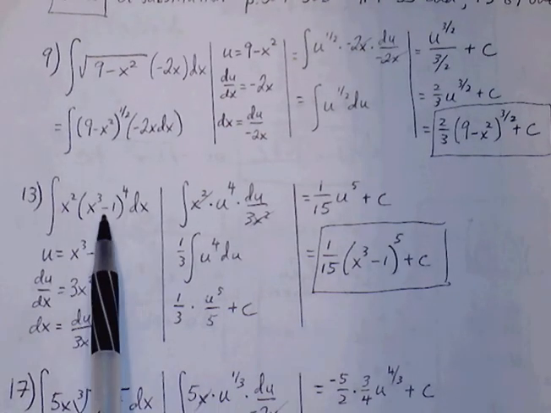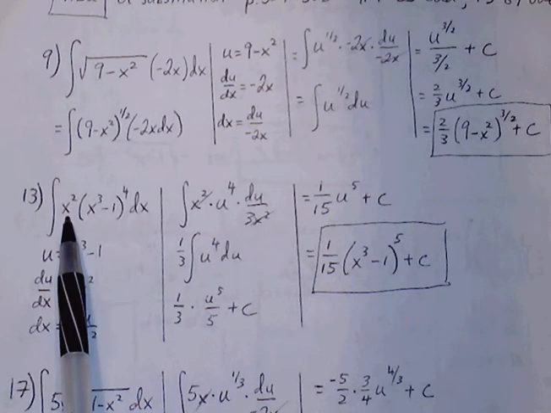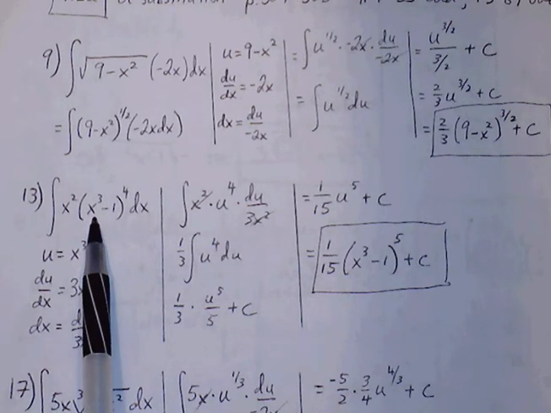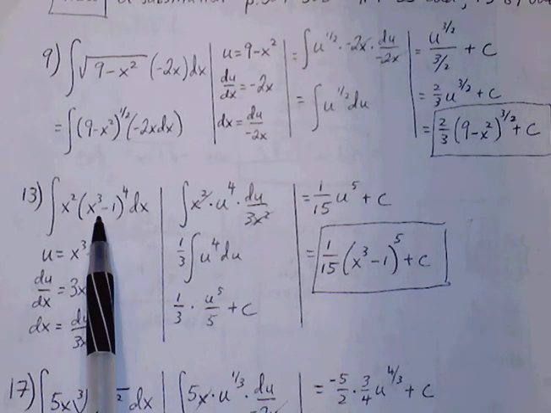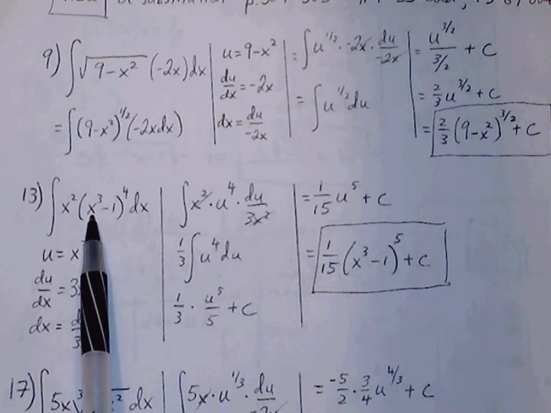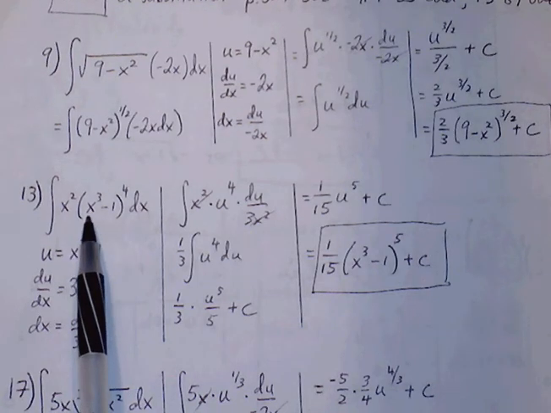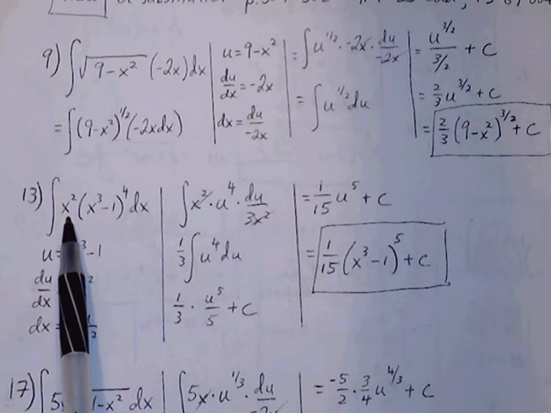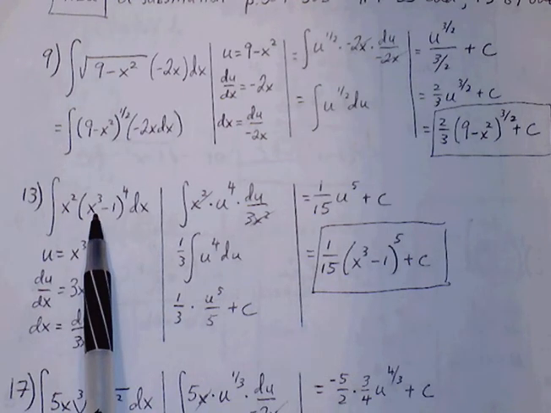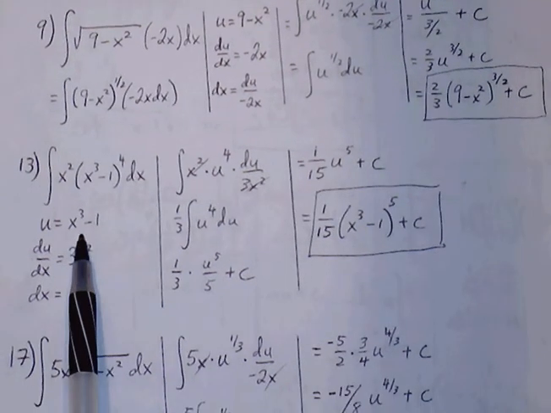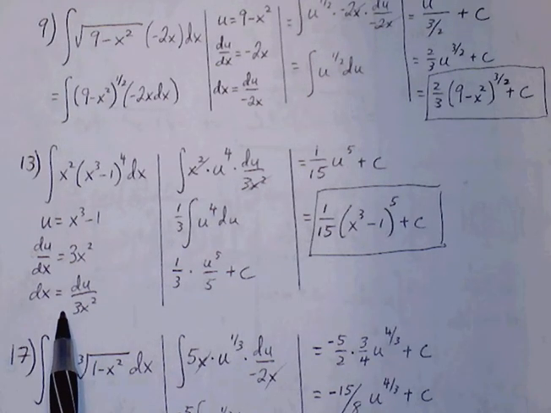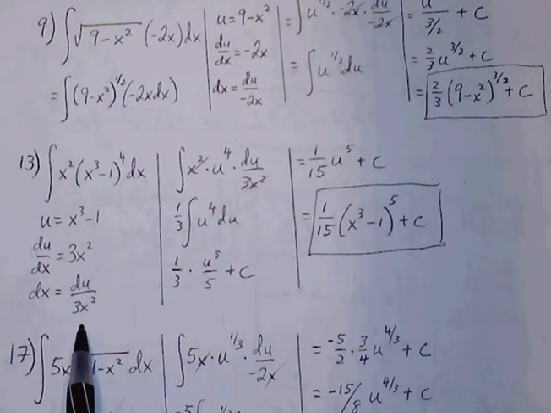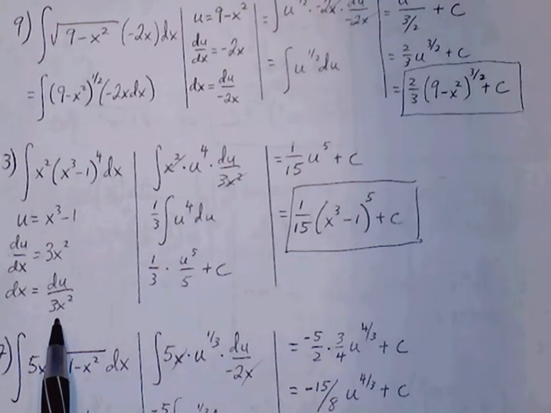Okay, we want to identify the u value, because if we try to go through expansion, this will take too long for us to expand. So if we allow u value to be x cubed minus 1, then we see the x squared here, which we know will cancel out because our derivative will be a form of x squared. Alright, so we identify u value being x cubed minus 1. du over dx is 3x squared. Cross multiply, solve for dx. du over 3x squared.